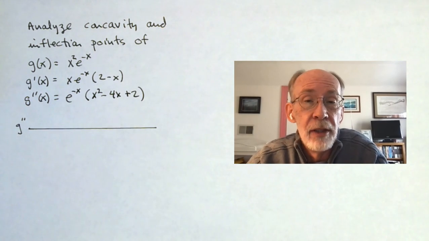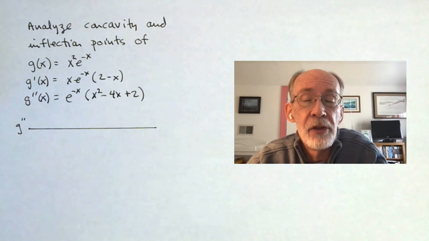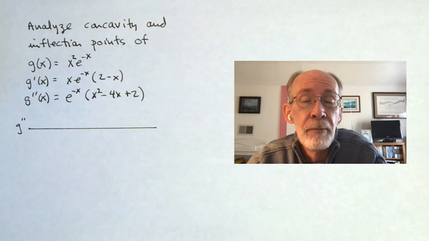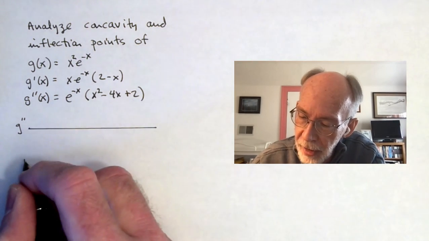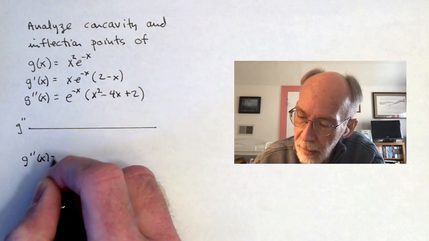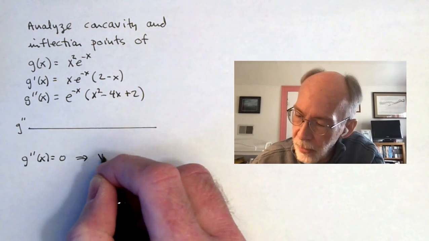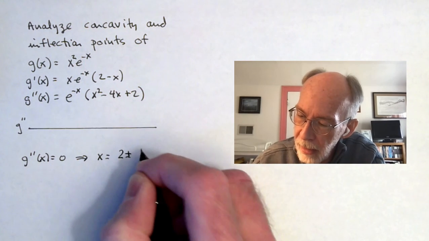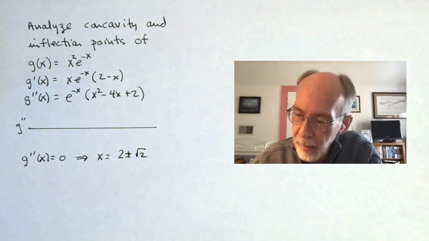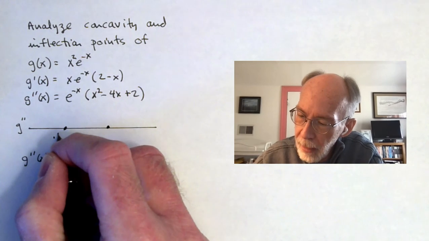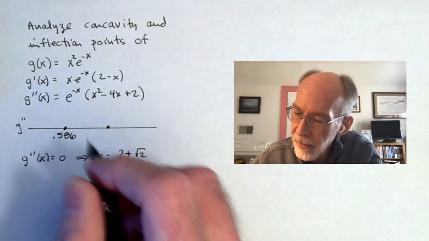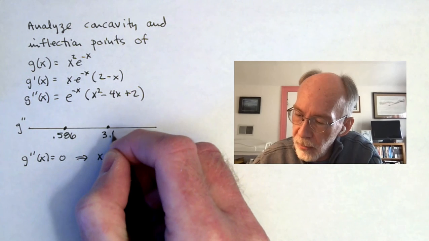Now, the second derivative is continuous, so it's only going to change signs at locations where it's 0. E to the opposite of x is never going to be 0, so we just need to go looking for the zeros of this quadratic, x squared minus 4x plus 2. I will tell you that when g double prime is equal to 0, x is going to be 2 plus or minus the square root of 2. And if I approximate those to the usual AP 3 decimal places, I find that they are 0.586 and 3.414.